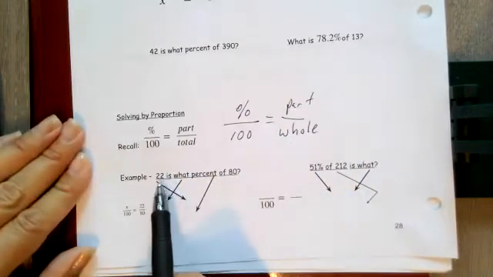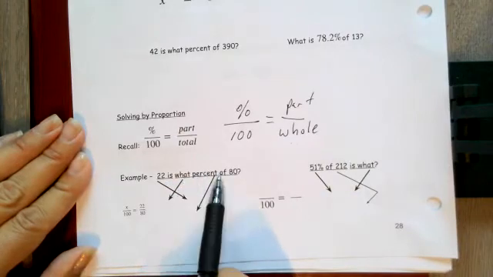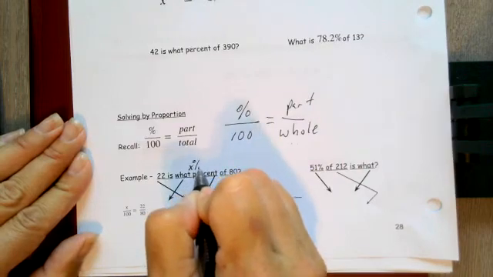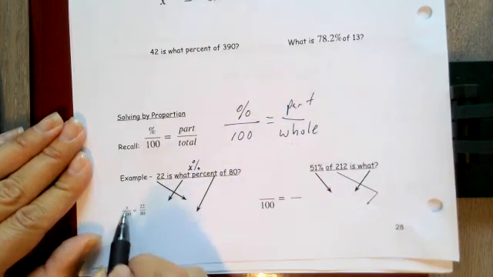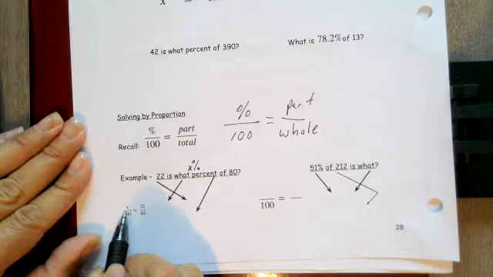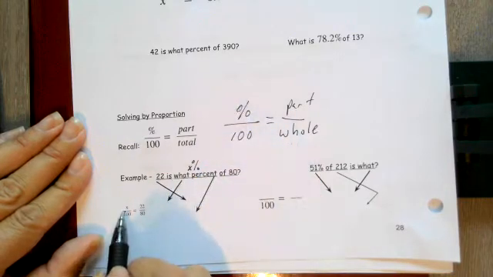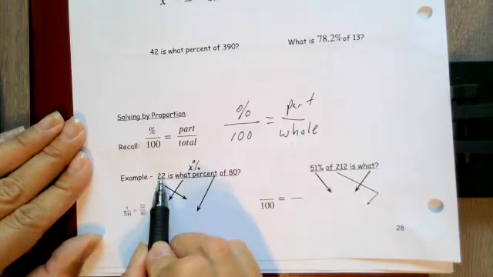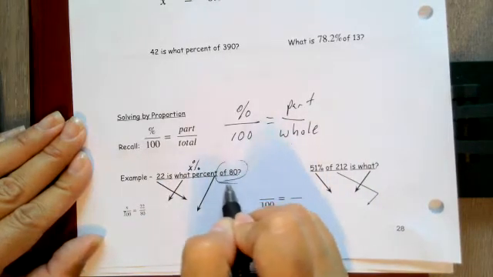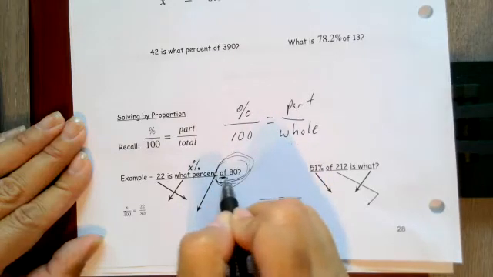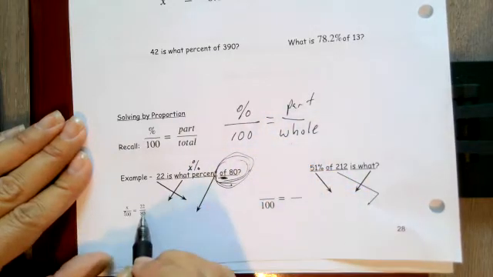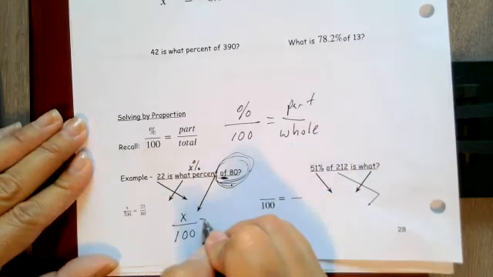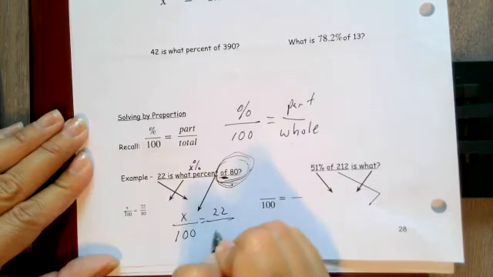For example, 22 is what percent of 80? So is what percent? That means I don't have the percent. So I know that my variable is going to be where the percent symbol was. 22 is part of my whole. So you're multiplying of the whole. Because of the word of, that's your whole or total. Let's write this a little bigger. What percent? I don't know the percent, equals, I know the part and the whole.